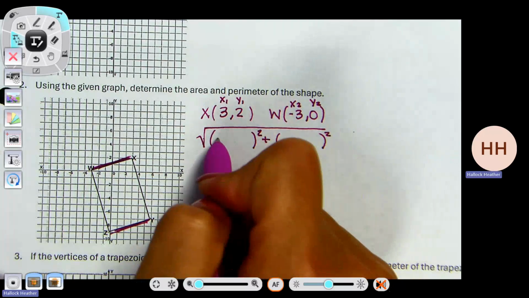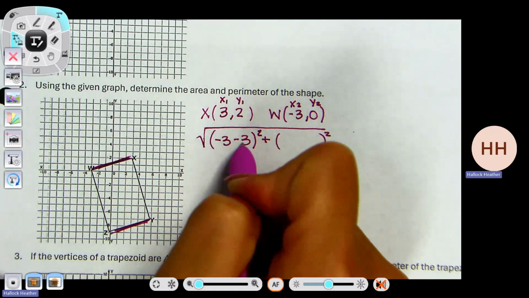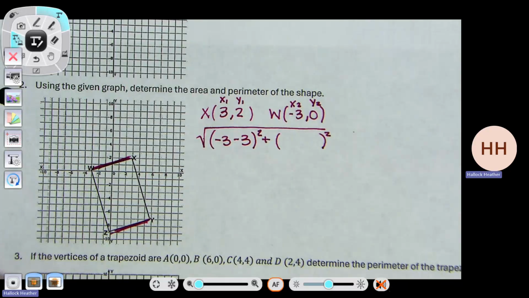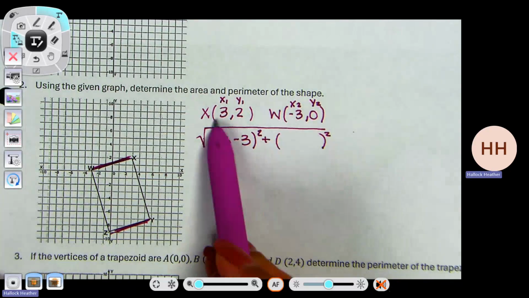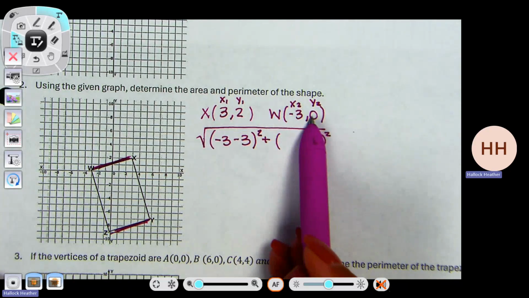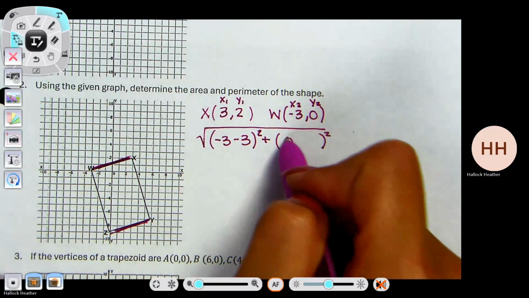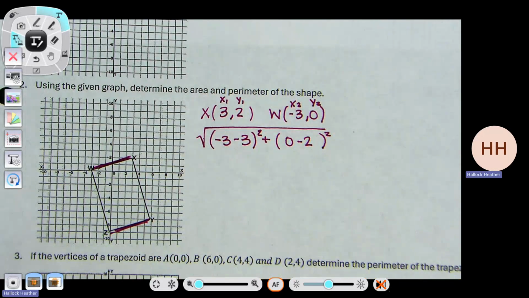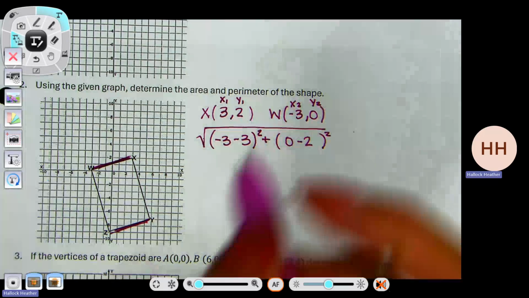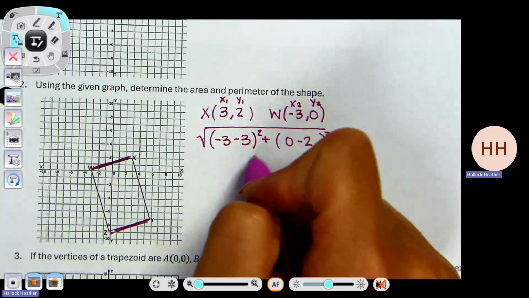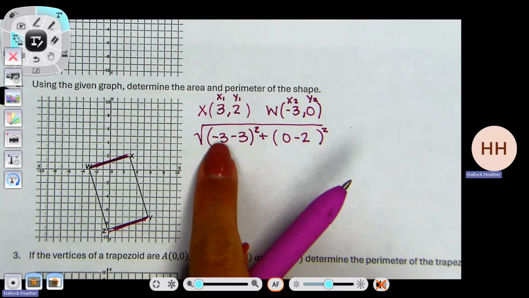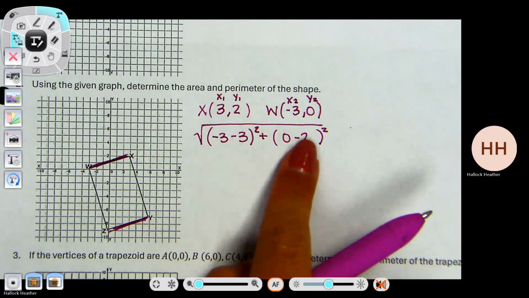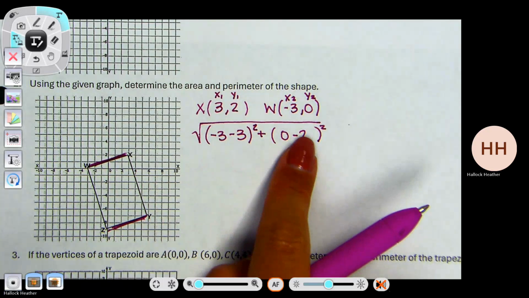So you should be doing -3 minus 3 for your x's, because it's x2 minus x1. And then over here, you're doing 0 minus 2. That's not right. Good. 6.32. If you may have forgot the negatives, there's always a minus sign in the middle.